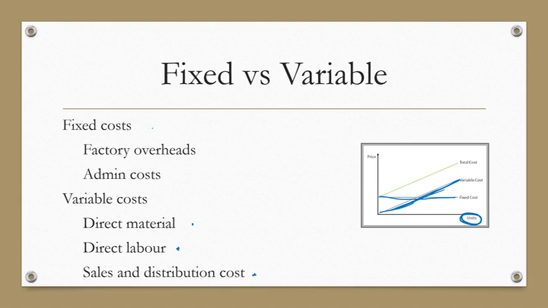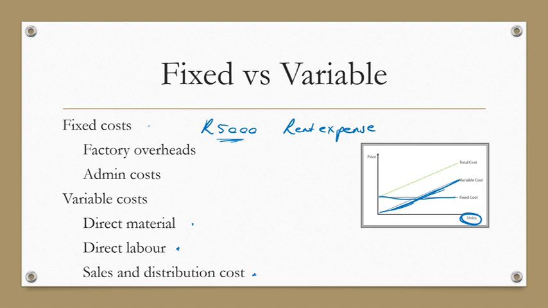So fixed cost stays the same irrespective of how much I produce. If I have to pay 5,000 Rand for rent expense, that's a fixed cost, because it doesn't matter how many items I produce, I must still pay the 5,000. Whether I produce one item, 1,000,000 items, or nothing, I must pay the rent expense. So that is fixed cost.